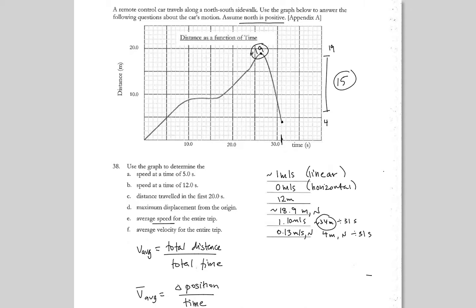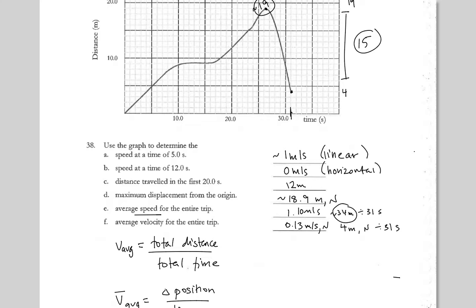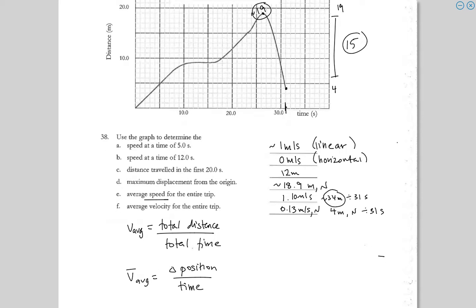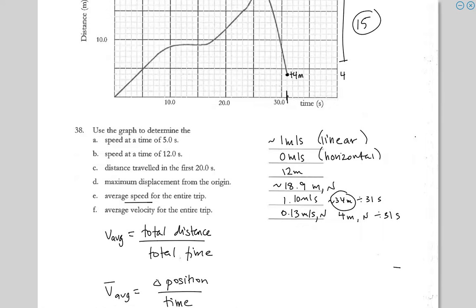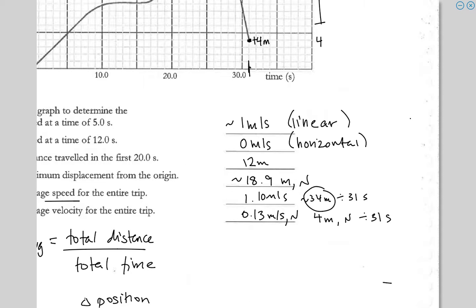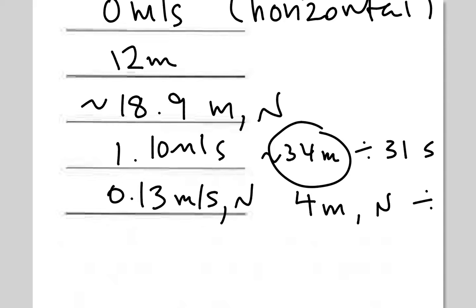Now for the velocity, you need the velocity average, you need the change in position over time. So after all this trip is completed at 31 seconds, where are you? Right here. This is 4 meters north of the reference point. So that's why I only have 4 divided by 31. And 4 divided by 31, keeping direction in mind, would be positive 0.13 meters per second north.